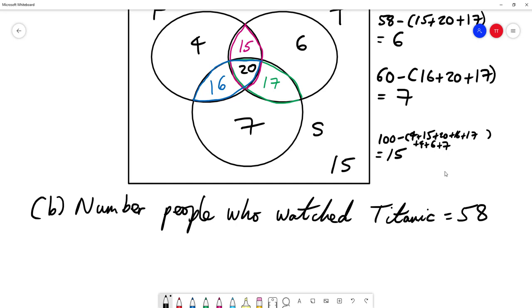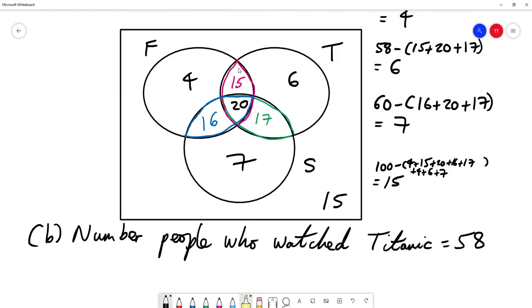But we want to work out the probability that these individuals have also watched Frozen. So we determined that the number of people who watched Titanic was 58. And out of those 58 people, we need to work out how many of those 58 people watched Frozen as well. And it's this intersection part here. So we've got these 15 people plus these 20 people. So that will give me 15 plus 20, which is 35.